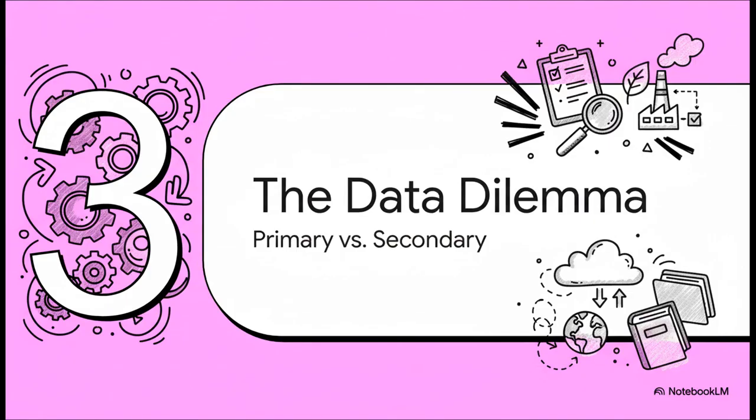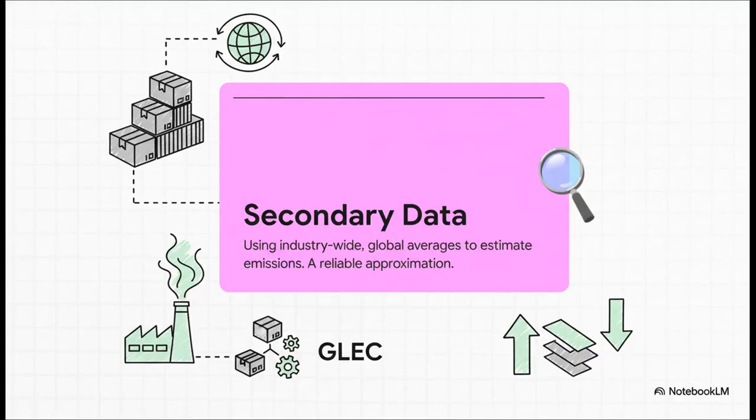The calculation method is crucial, of course, but the data you're feeding into it is just as important. The next layer of accuracy really comes down to where you're getting your information. First, you've got secondary data. This is where you use established industry-wide averages from trusted frameworks, like GLEC for logistics. It's a really reliable way to approximate things and fill in the gaps, especially for those super tricky Scope 3 emissions that come from suppliers you don't actually control.